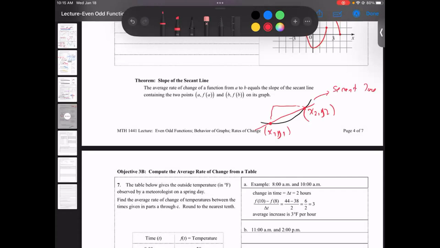In calculus, there's another line called the tangent line. It is a slope, but it's a different kind of slope. It's the derivative. It's instantaneous. Remember, I talked about instantaneous rate, right? So imagine those two points get closer and closer to each other, very, very close, to the point that they kind of combine into one point.